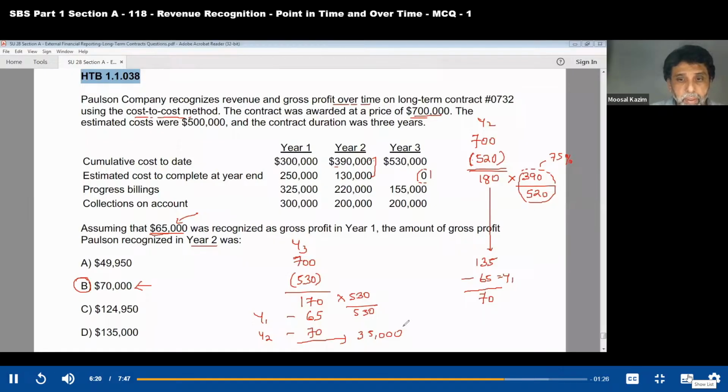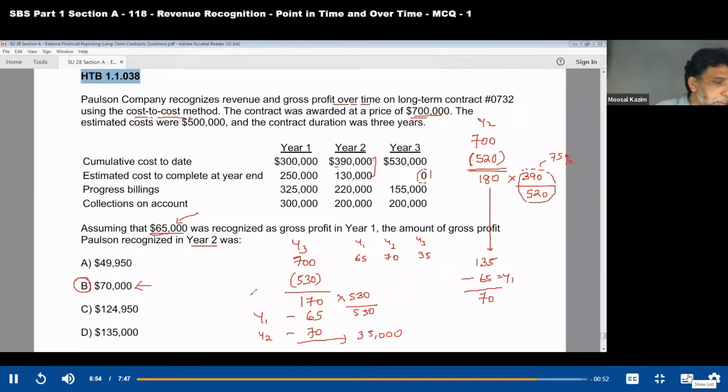35,000 is what we would recognize in year 3. There's no such answer there. So 170 minus 65 minus 70, that would be 35,000. Right? So if you sum up all the 3 years to verify whether we are done correct, sum it all up. We recognize 65 in year 1, 70 in year 2, and 35 in year 3.